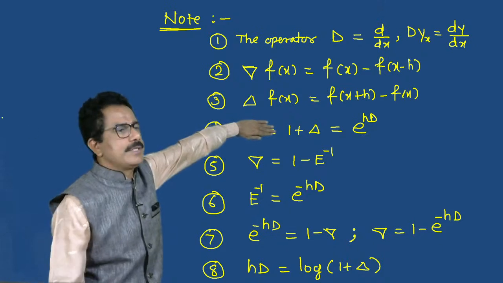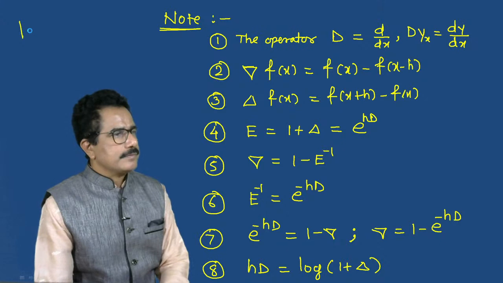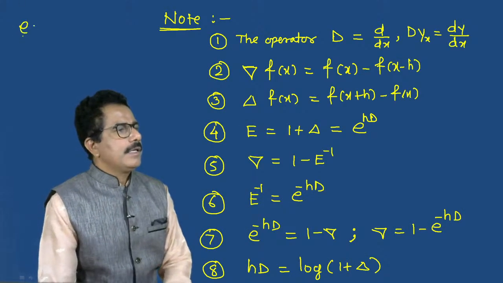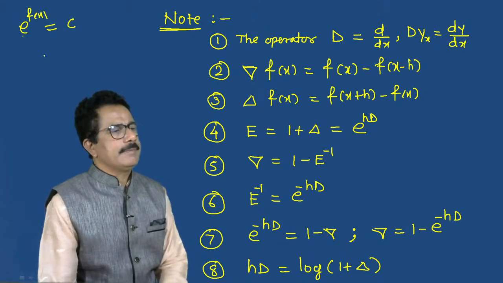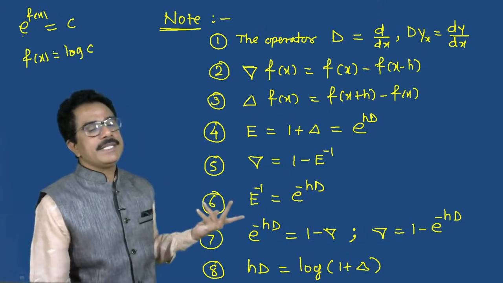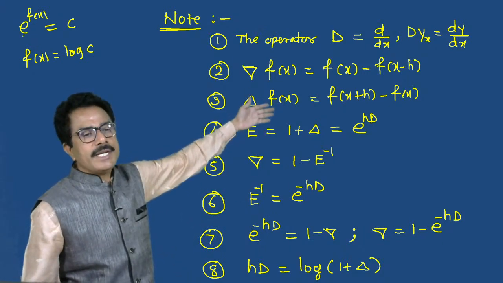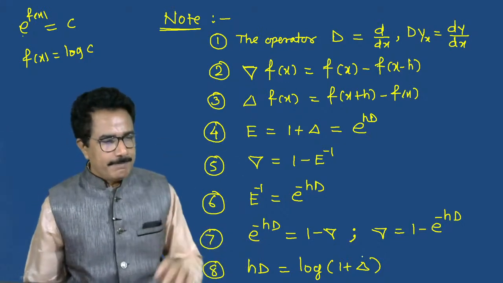You know that it is like this formula: e raised to f of x is equal to c, then f of x is equal to log c. So 1 plus delta is equal to e raised to hD, so hD is equal to log of 1 plus delta.